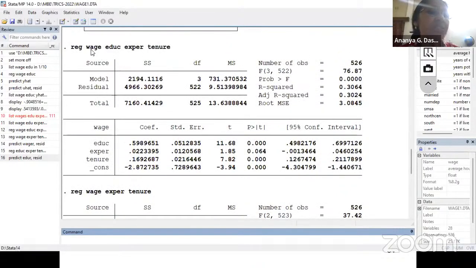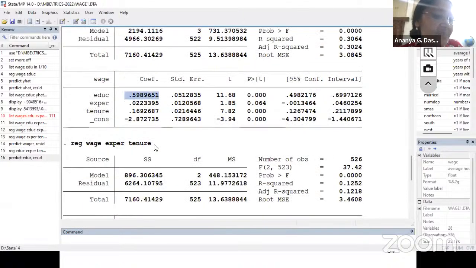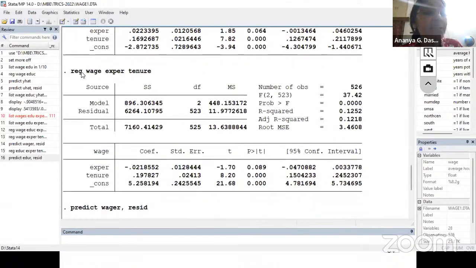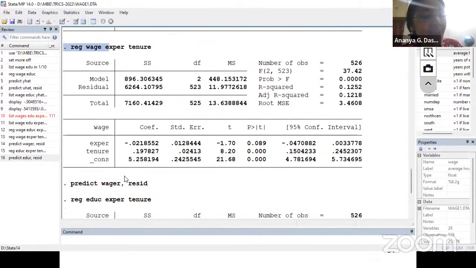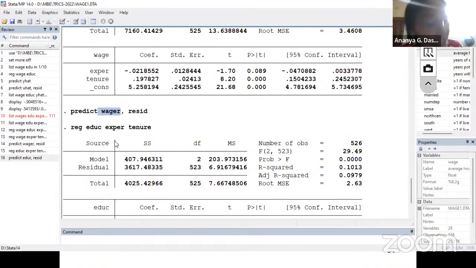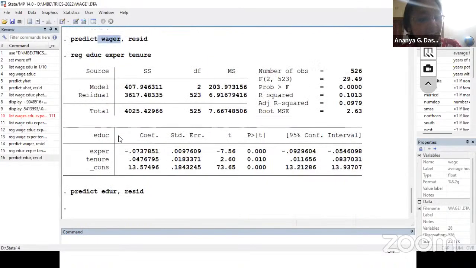So please look at my original regression. It is a regression of wage on education, experience, and tenure, which gives me a coefficient of 0.59. What have I done to get this 0.59? I have regressed wage on experience and tenure, and I've got the residuals, right? I've called those residuals wage R. Next, I've regressed education on experience and tenure, and again, I've got the residuals. I'm calling these residuals edu-R.